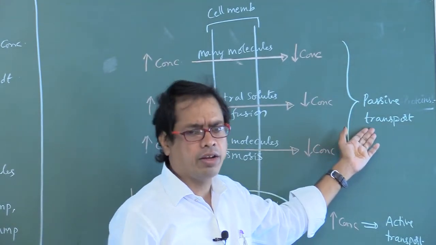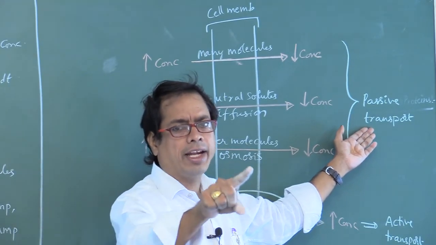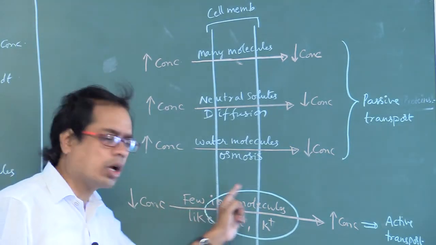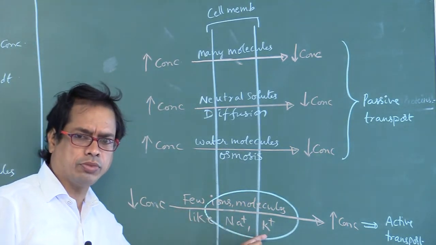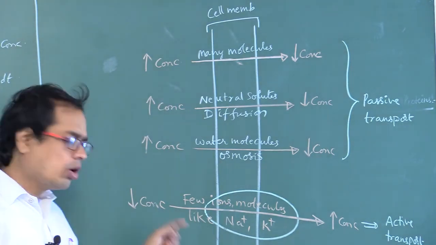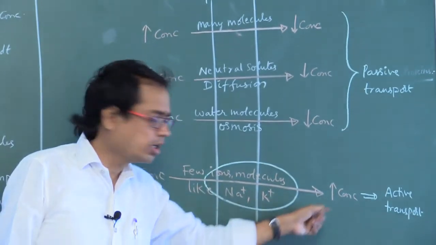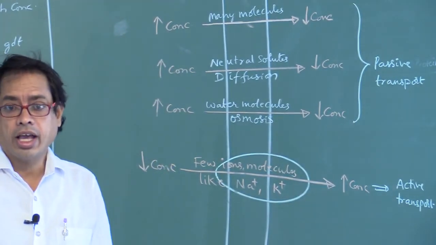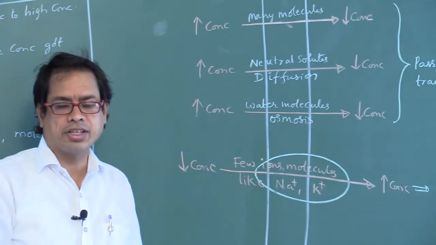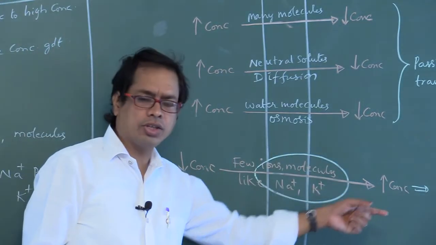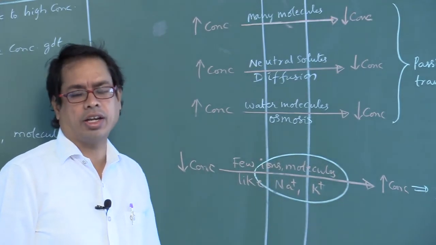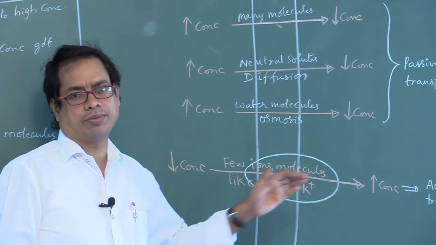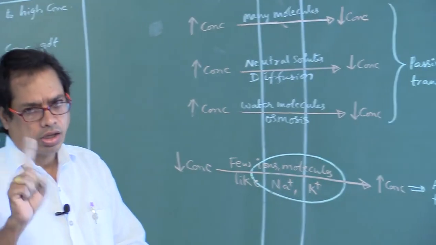Is any ATP required? No. In passive transport, ATP is not required. Whereas few ions and few molecules like sodium and potassium will move from low concentration to high concentration. That type of transport is so called active transport. It occurs against the concentration gradient. Against means low to high. That is so called against concentration gradient. Examples are sodium pump and potassium pump.